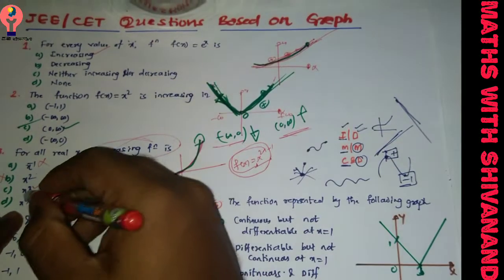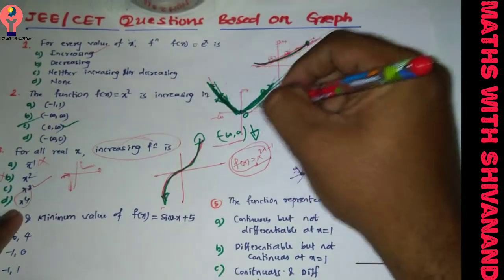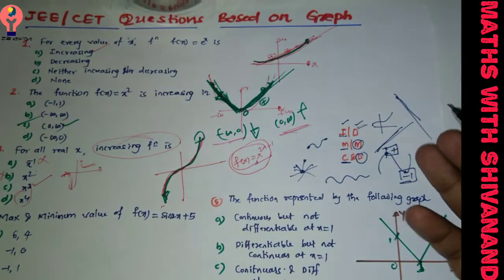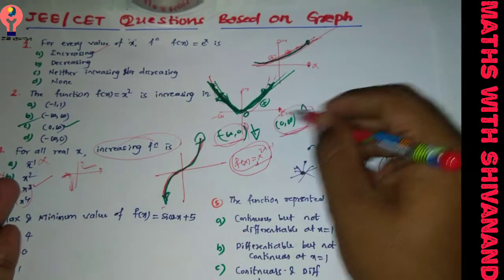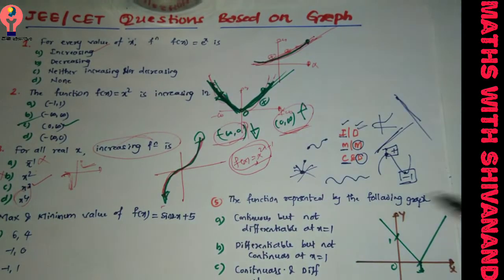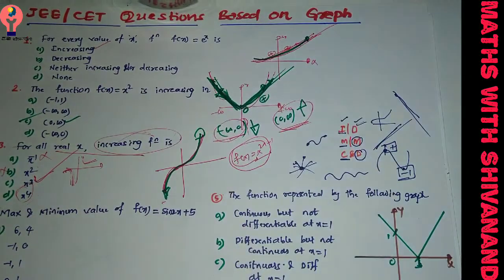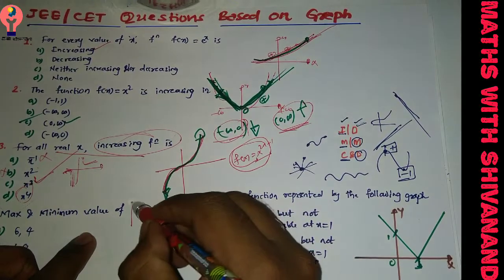And option D, x raised to 4. The x raised to 4 curve is like x square only. So it is partially increasing, partially decreasing. From minus infinity to 0 it is decreasing, from 0 to infinity it is increasing. So among the options, the continuous increasing function is x cube.